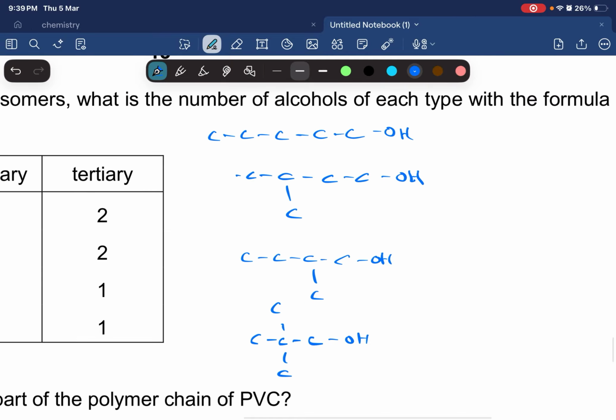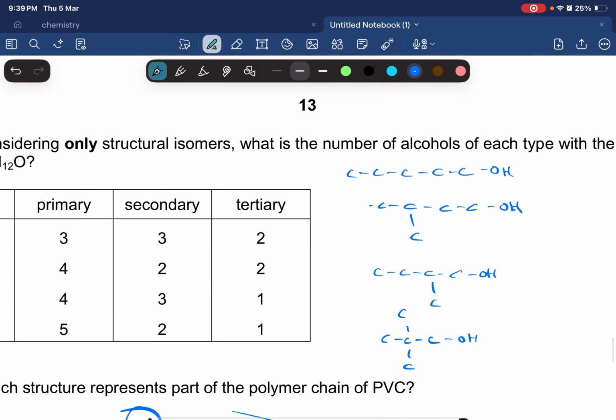So can I draw any more? Let me see. 1, 2, 3, 4, 5. Can I draw any more? The only number of primary alcohols I could draw was 4. This is the first, this is second, this is third, and this is fourth.